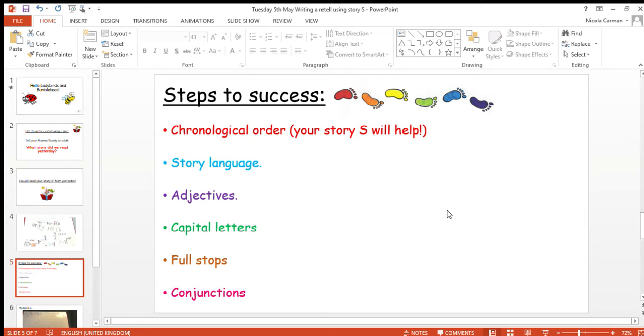Your steps to success for today. Chronological order. Can you have a go at saying that? That is a long word. Chronological. Say it with me. Chronological. Chronological means that you write about things in the order that they happened.